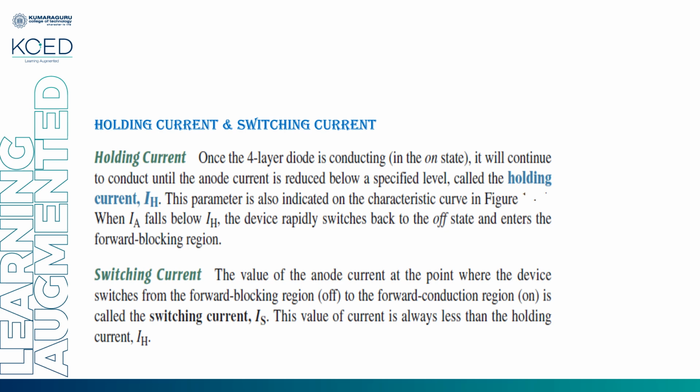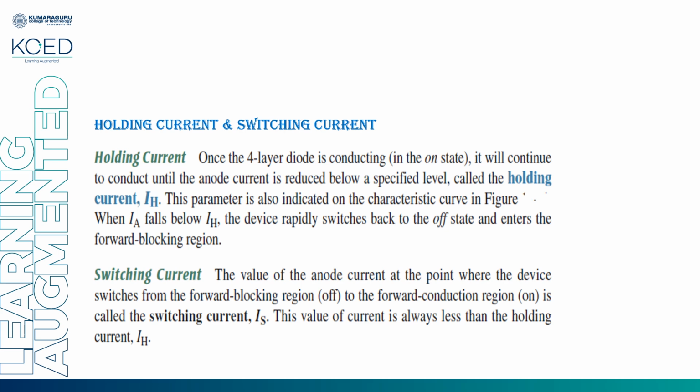Holding current: once the 4-layer diode is conducting, that is, it is in the on state, it will continue to remain in the on state only when the holding current is at its minimum value, only when the diode can sustain the minimum holding current. So this is very, very important.